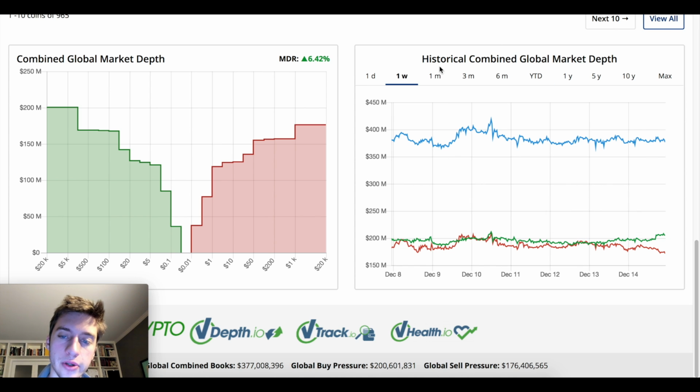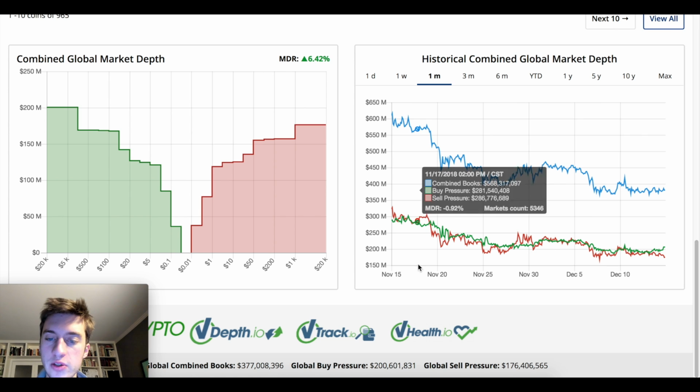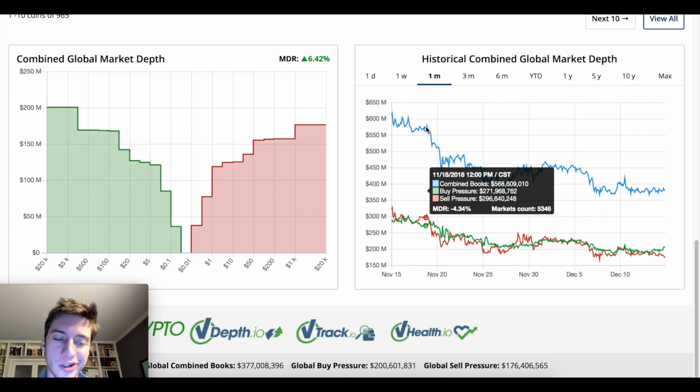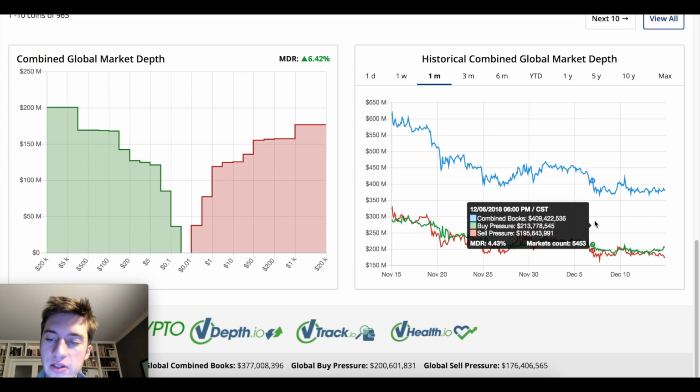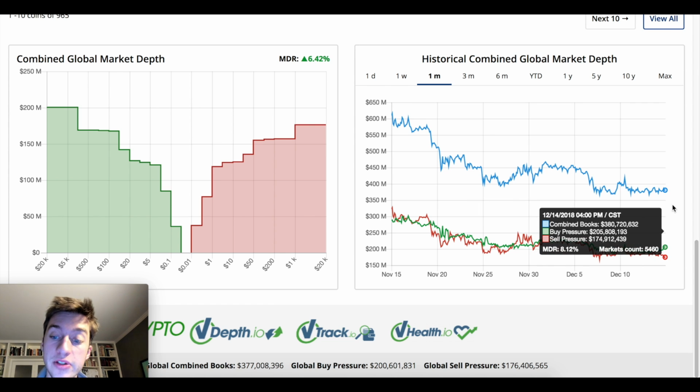And if we look at this historically, if we hit the 1 month, you can see periods where the MDR was very negative, such as here would have been a good time to sell. You can go look on your own chart to see what happened on November 18th. Here would have been a good time to sell. Then here would have been a good time to buy when we begin to see some more positive MDR. And now we're seeing a very positive combined MDR.